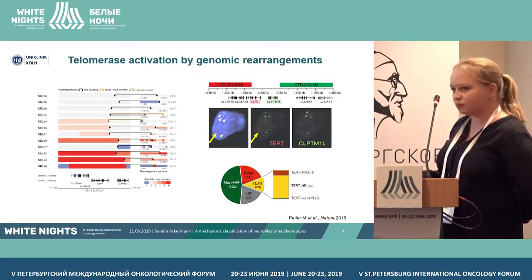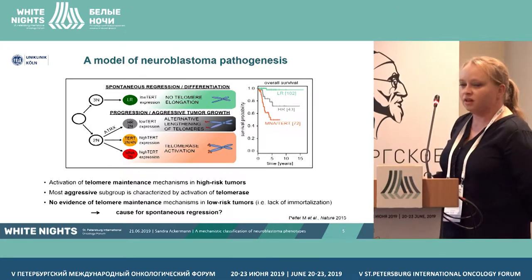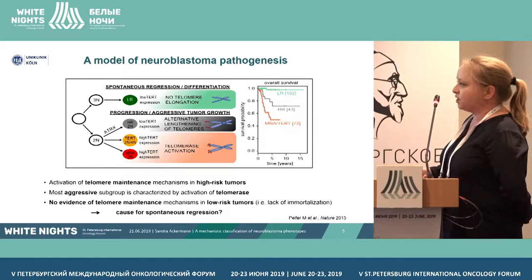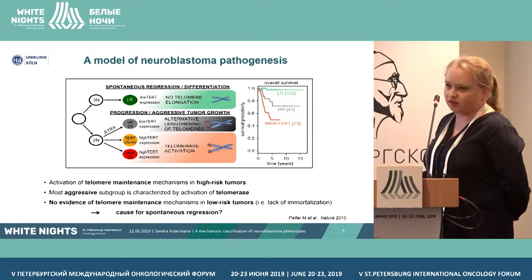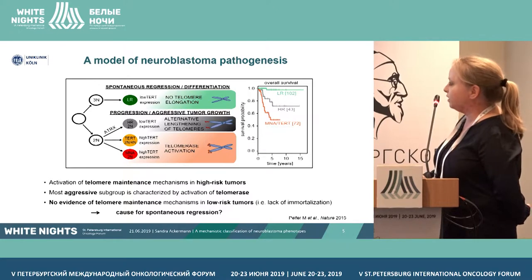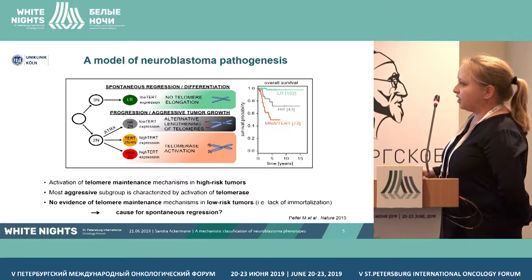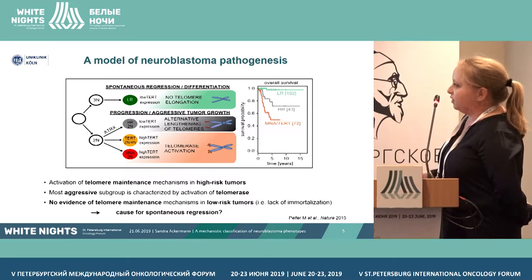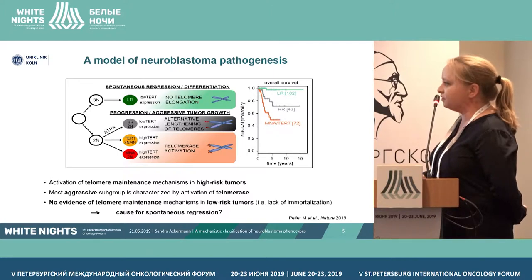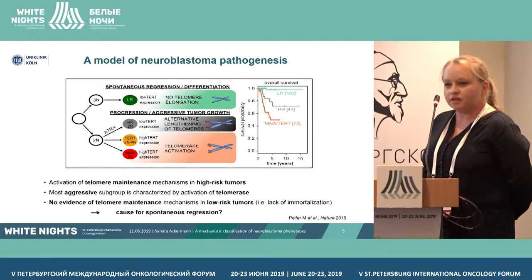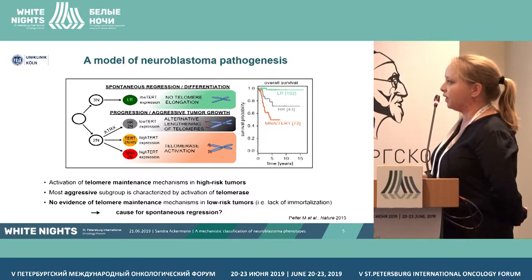So, and this is what we saw in a large proportion of high-risk patients. And this is why we then published this first model, where we proposed that telomere maintenance mechanisms are active in high-risk tumors. And this doesn't only mean telomerase activation, but also alternative lengthening of telomeres, which I will come back to later. And the second point was that this activation of the telomerase shows to be significant in high-risk patients, but also means that we have the most aggressive subtype of the tumors when telomerase is active. And what was even more important, if we don't see telomere maintenance, then this means that we have low-risk tumors. We don't see this mechanism in low-risk tumors.